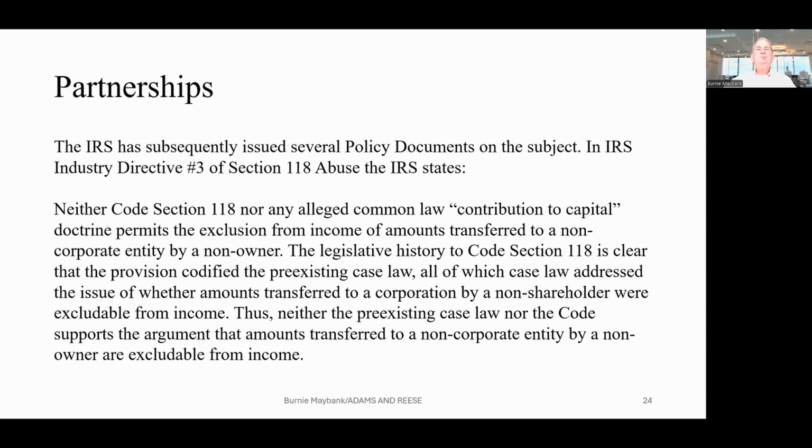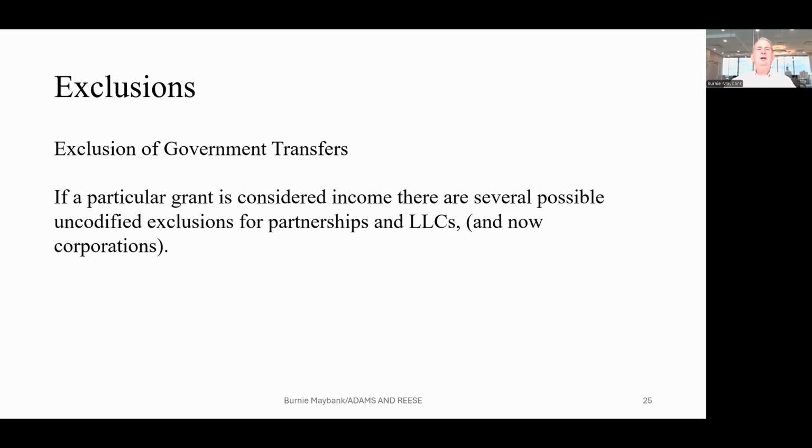So in an industry directive regarding section 118 abuse, the IRS stated flatly that neither section 118 nor the common law contribution to the capital doctrine applies to partnerships. So they went into length in excluding partnerships and LLCs from the section 118 exclusion or the common law contribution to capital doctrine. That's all very bad law.